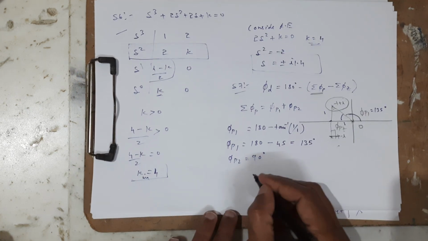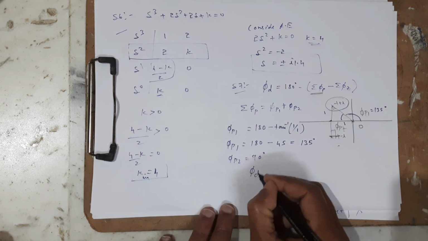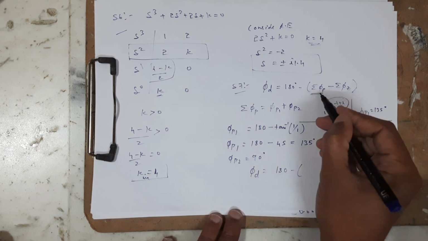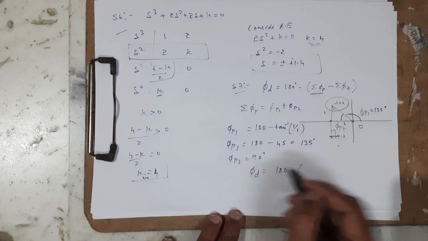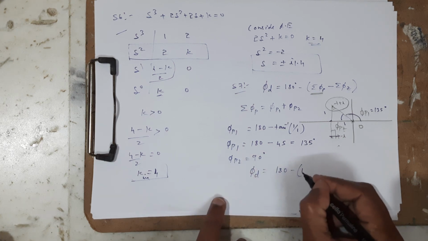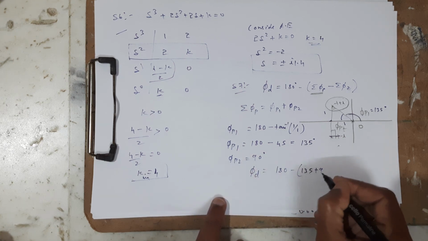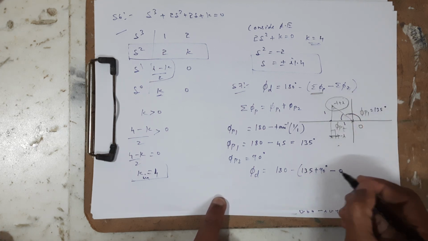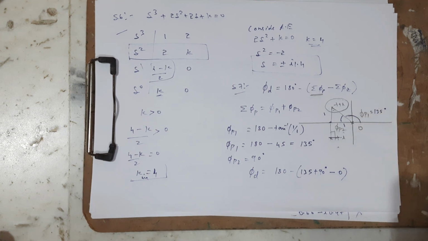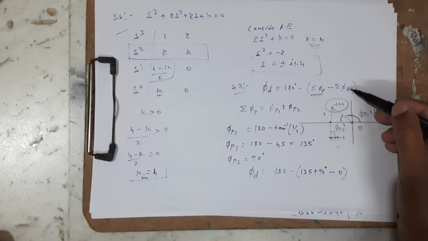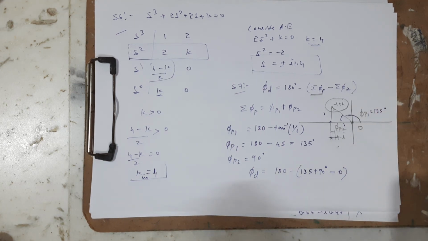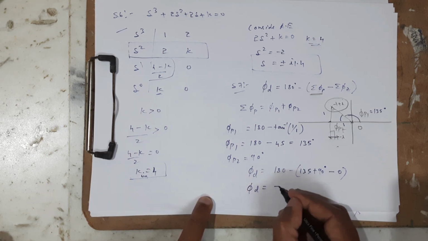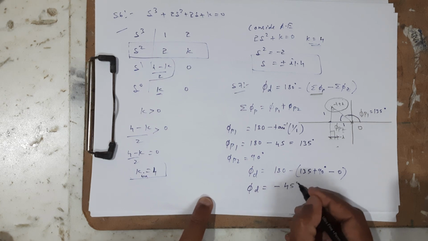Correct? So therefore angle of departure, that is phi d, is equal to 180 minus summation of phi p that we got, that is 135 plus 90 degree, correct? Minus summation of phi z is 0. Why is it 0? We don't have any zeros, right? So that's why there is 0. So therefore phi d is equal to minus 45 degree.